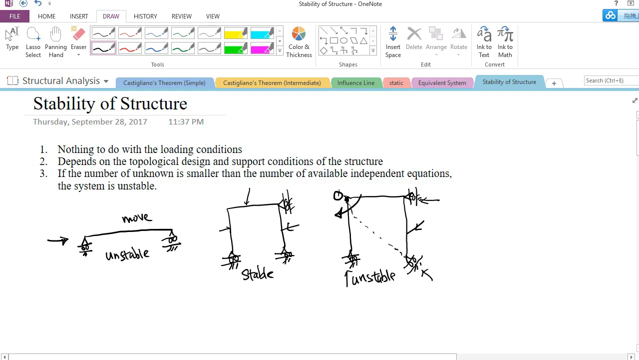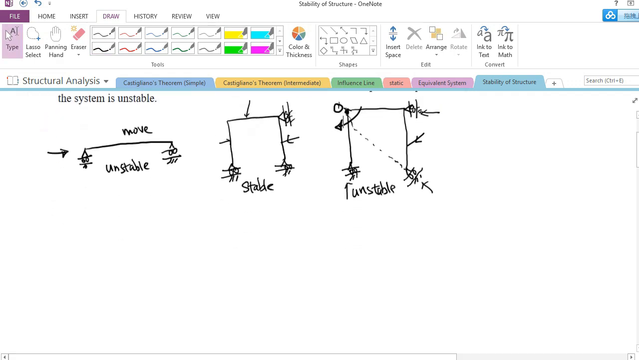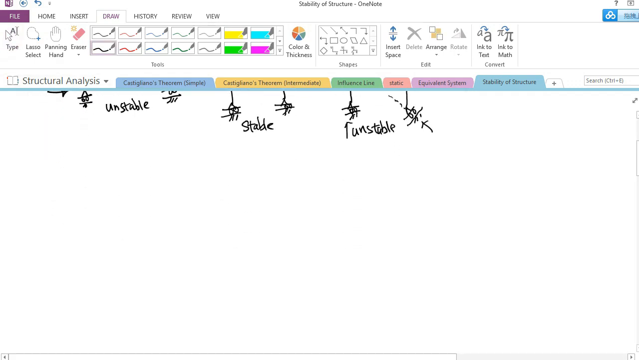The problem is, how can we analyze, or how can we justify whether a structure is stable or not? Today I'm going to introduce a method called kinematics. We will use kinematics to do it. Of course we have different methods, and I found that this is the most effective one. The main point is the center of rotation.